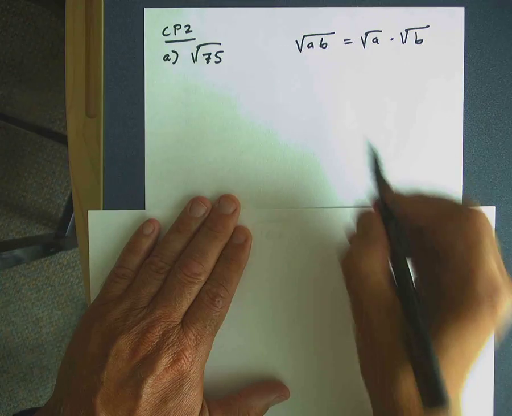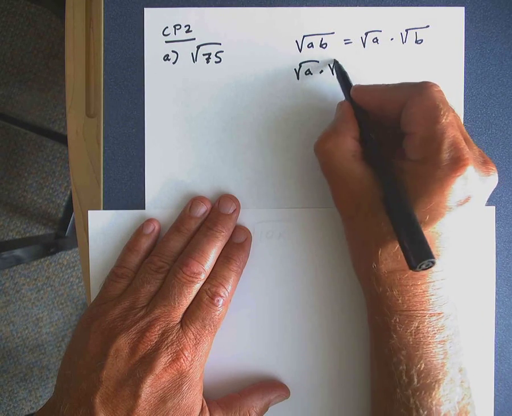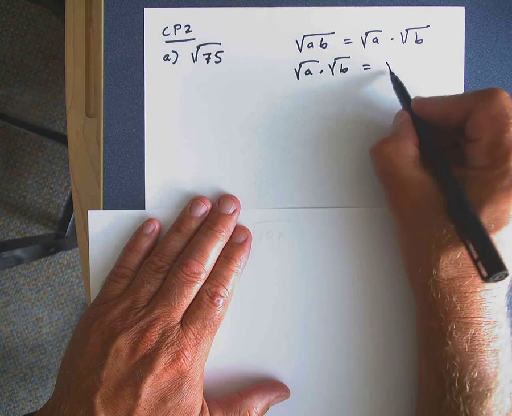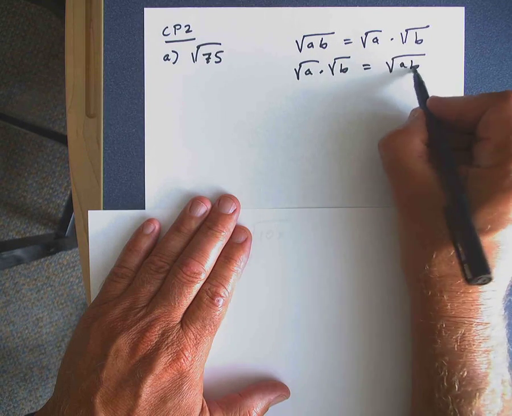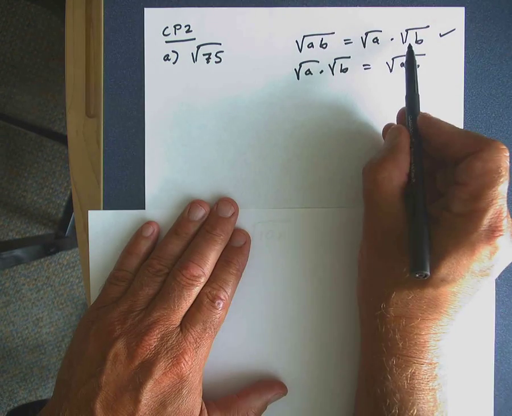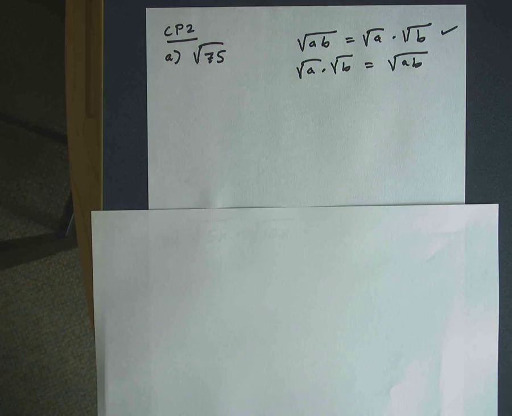And similarly, if you have two square roots multiplied together with numbers underneath, you could put that together under one square root symbol. Okay, we're going to use this first version to help us simplify the square root of 75. The square root of 75 is not considered to be in simplest form because there is a factor of 75 that we can take the square root of.